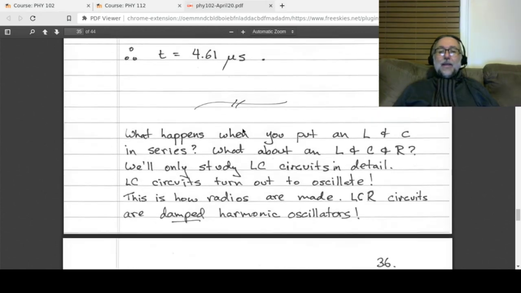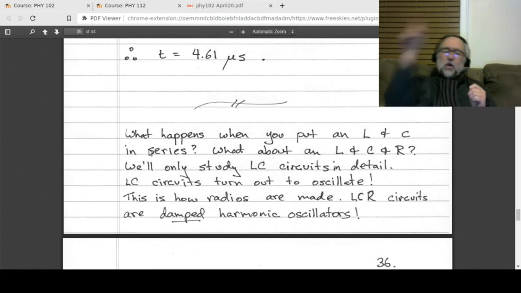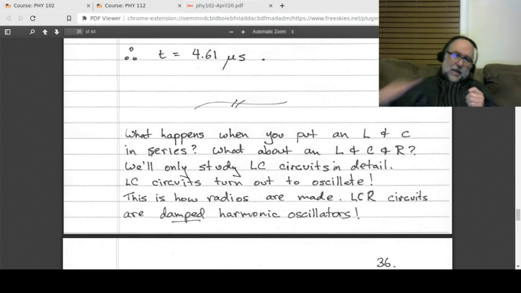Okay. Last circuit that we're going to study is an LC circuit. The previous one was an LR circuit, so we had a resistor and an inductor together. And you know what the resistor is going to do. It's just going to bleed away the current. The inductor is trying to keep the current going, but the resistor bleeds it away and you get the exponential decay.